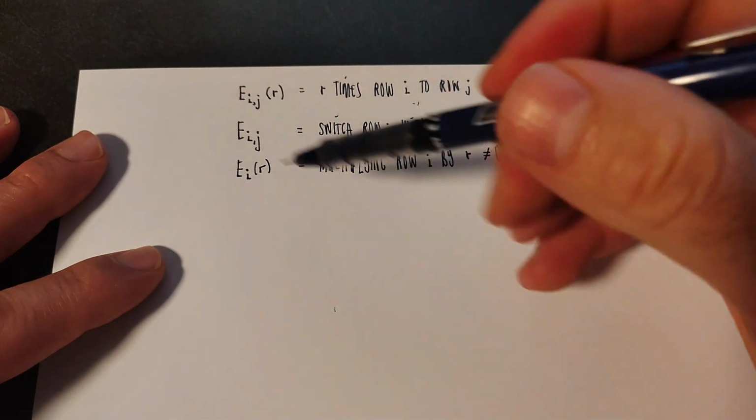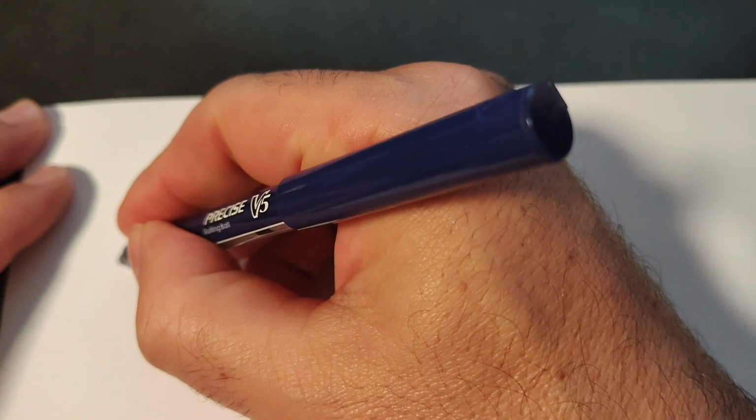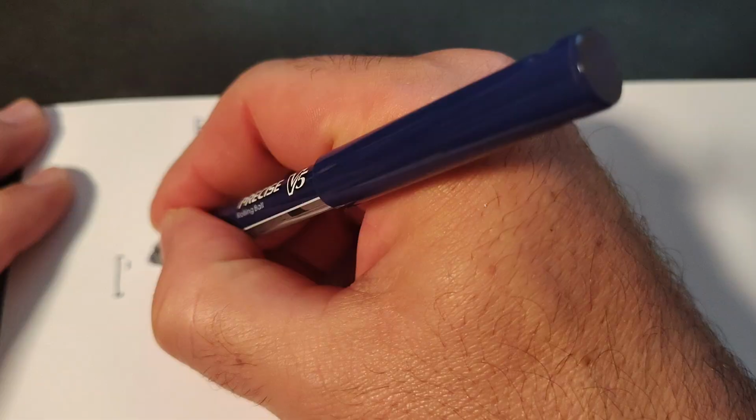And we're going to do this to the identity matrix. So that's what we're going to start off with. We're going to start off with the identity matrix. All right, let's just do a 2 by 2 case.